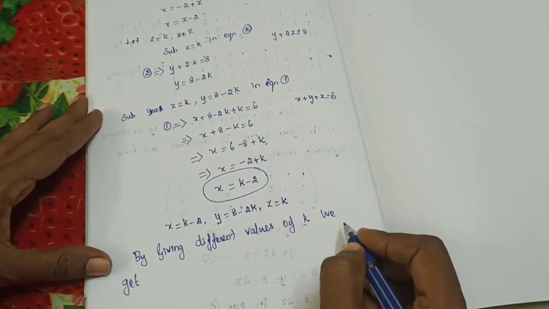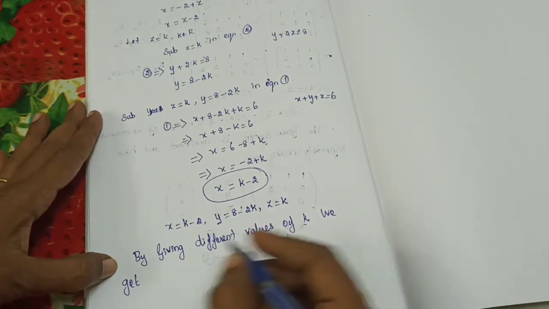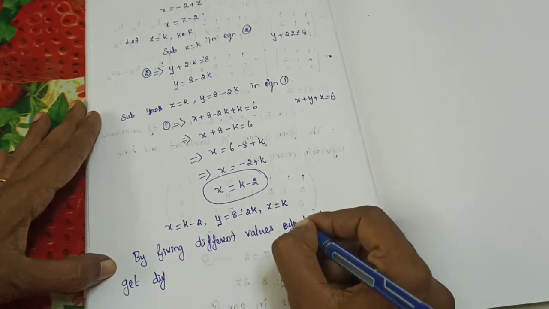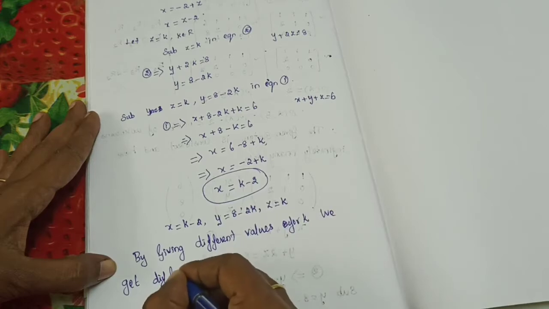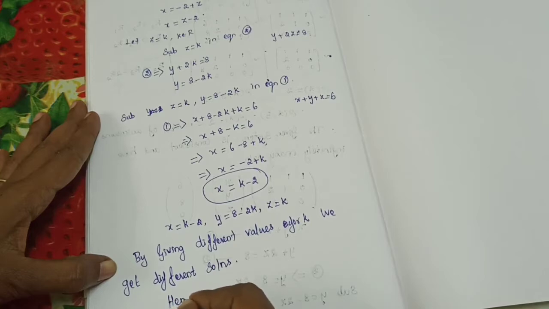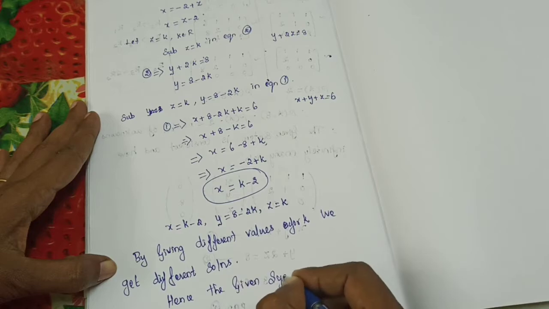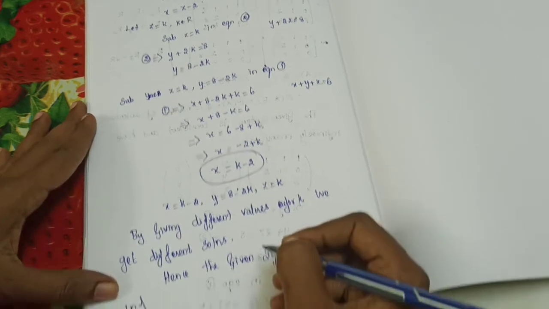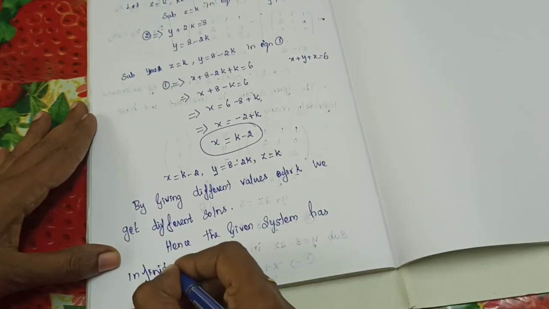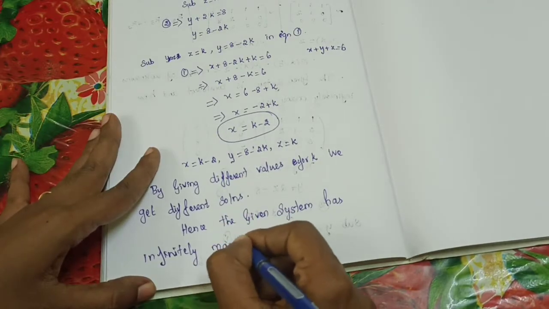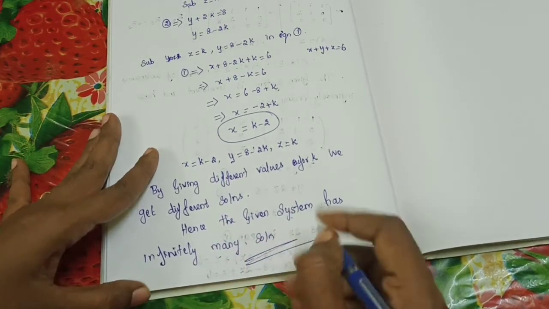Understand? Different values of k, we get different solutions. Hence the given system has infinitely many solutions. That's the answer. Understand?